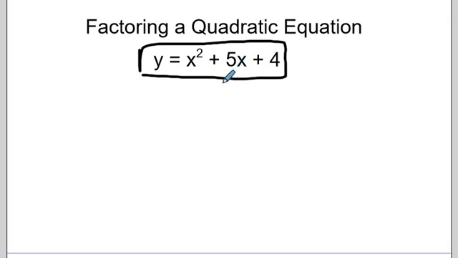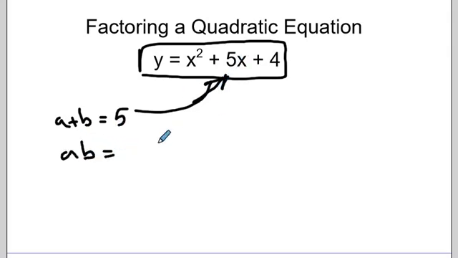So we are looking for two numbers. We'll call them a and b. We're looking for two numbers, not to be confused with ax squared plus bx plus c. But we're looking for two numbers that when added together equal 5, this guy right here, and when multiplied together equal 4, this guy right here.